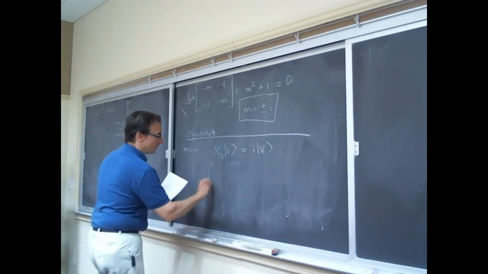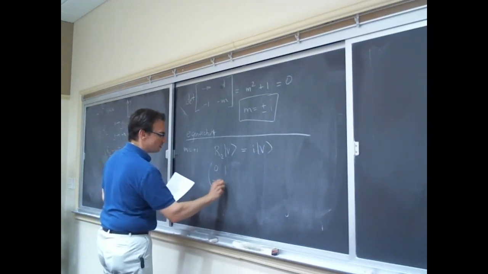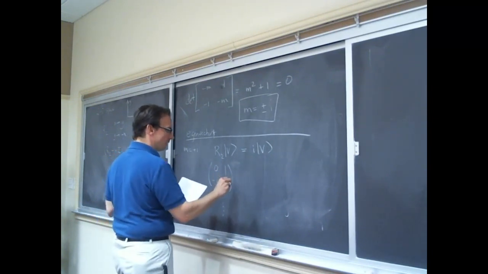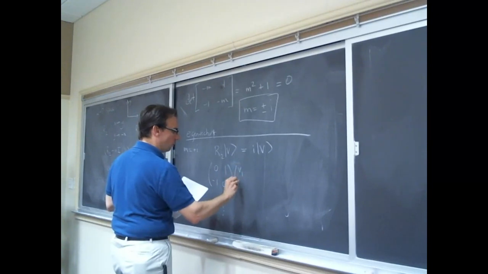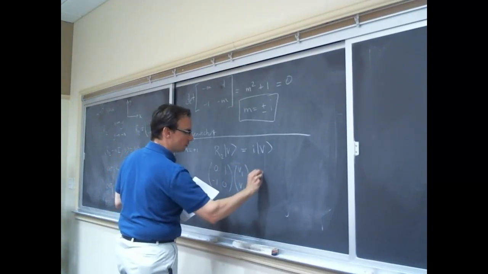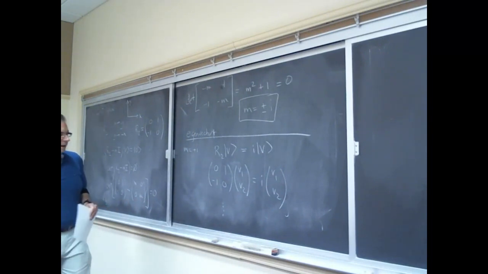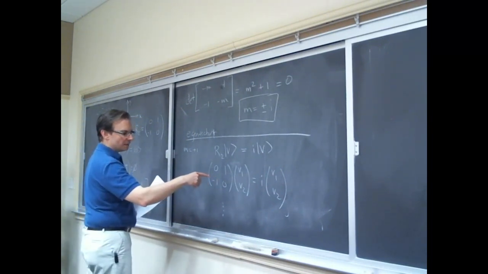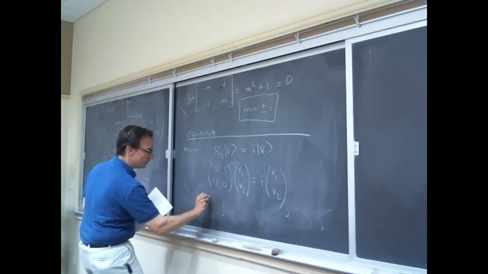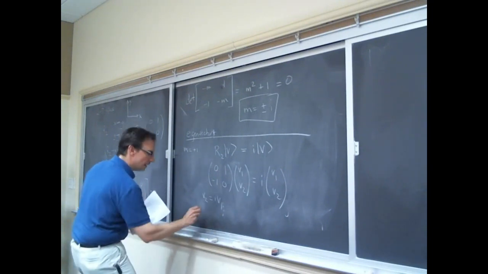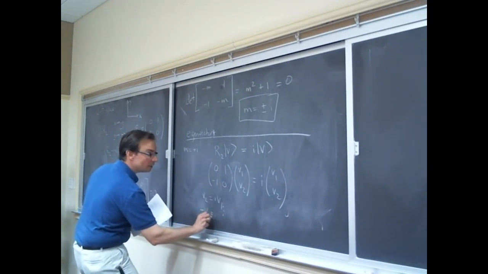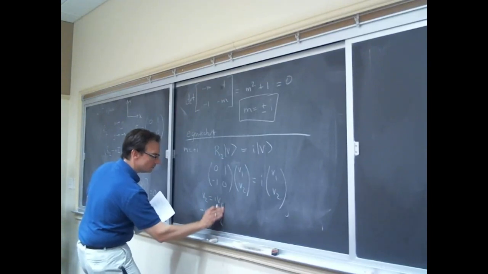All right, well, again, we can write 0, 1, minus 1, 0, acting on V1 and V2 is equal to i V1 and i V2. And then finally we get two sets of equations out of this. So we get that V2 equals i V1, and negative V1 equals i V2.